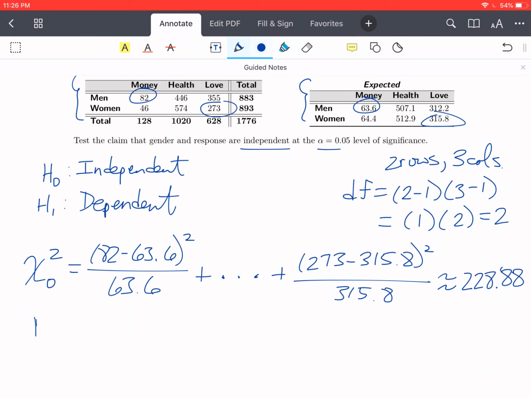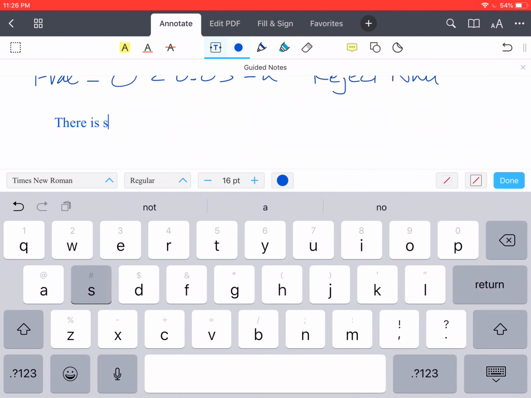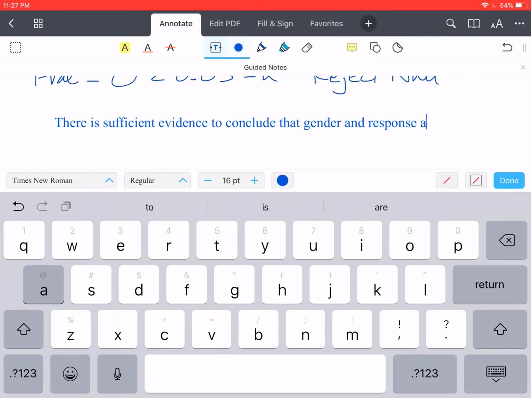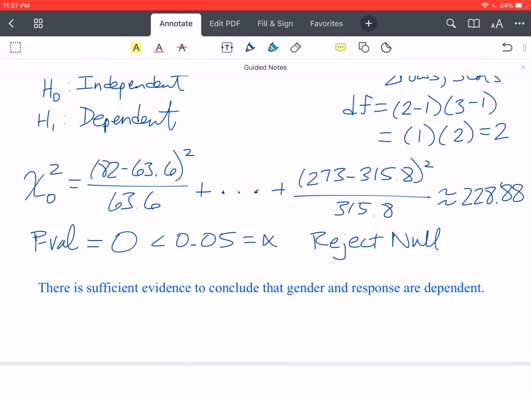So our p-value is going to be 0, which is certainly less than the alpha value of 0.05. So since the p-value is less than alpha, we can reject the null hypothesis and then render our conclusion. So we can say that there is sufficient evidence, I would say there is very significant evidence, to conclude that gender and response are dependent. So this test is saying that there does appear to be some relationship between those two variables.